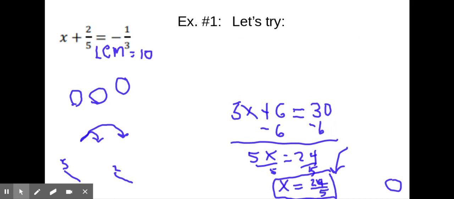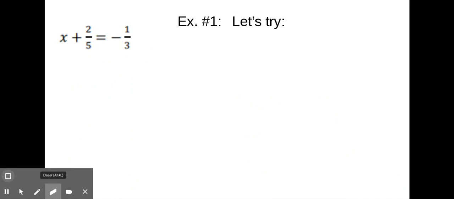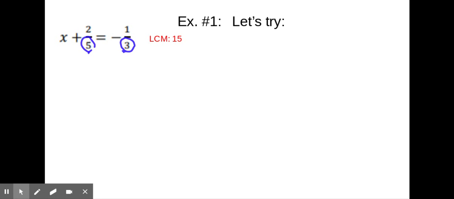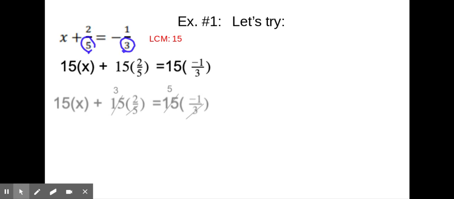Let's try another one. In this one, there are two fractions that have two denominators, 5 and 3. 5 and 3 both divide evenly into 15, so the LCM is 15. You could multiply the 5 and the 3 and get 15 and do it that way. That would work. You get a perfectly usable common multiple. We're going to multiply each term here by 15. And where we can, we're going to reduce.